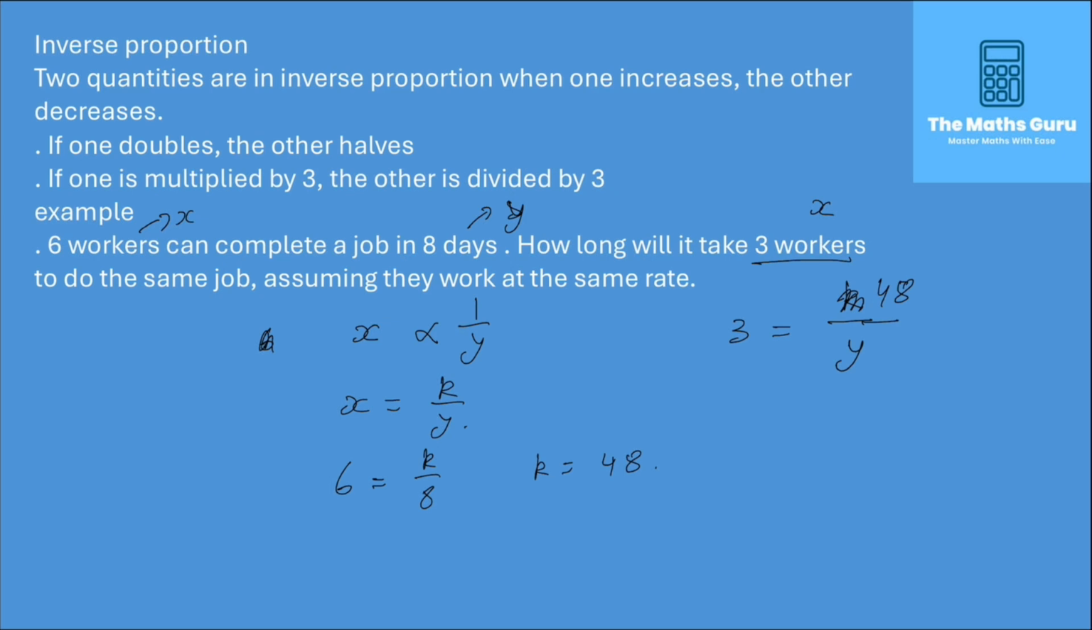So the way we do this is we times through by y on both sides, and we get 3y is equal to 48, because this y and this y will cancel out to give 1. Then divide through by 3 on both sides, and we get y is equal to 16 days. And this makes logical sense because in the first case, we had more workers to complete the same job. They took 8 days. We then made it 3 workers, so less labor, meaning there's less manpower. And now it's going to take 16 days.